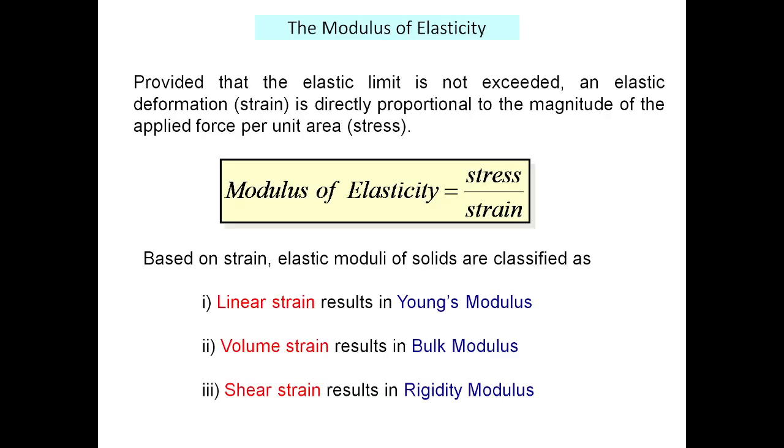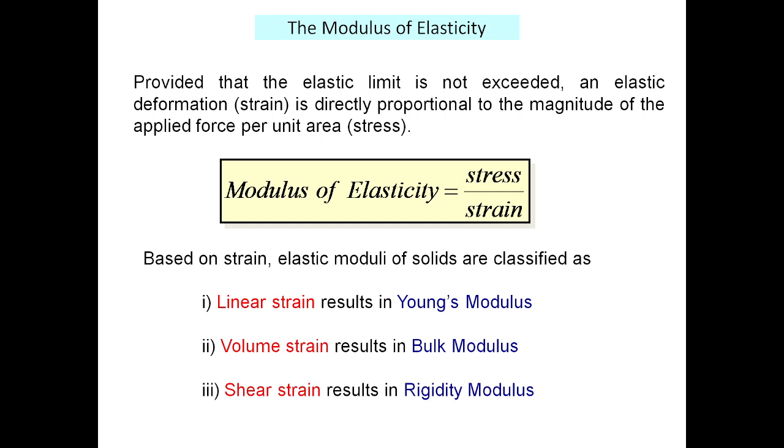Modulus of elasticity. Provided that the elastic limit is not exceeded, an elastic deformation is directly proportional to the magnitude of the applied force per unit area. Modulus of elasticity is equal to stress by strain. Based on strain, elastic moduli of solids are classified: linear strain results in Young's modulus, volume strain results in bulk modulus, shear strain results in rigidity modulus.